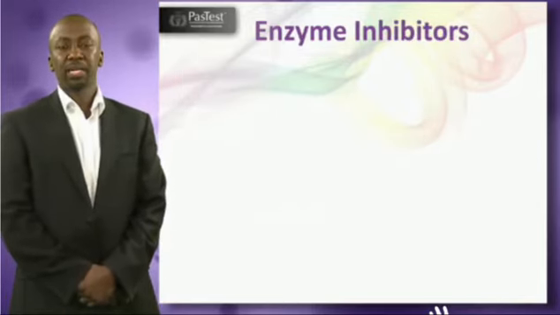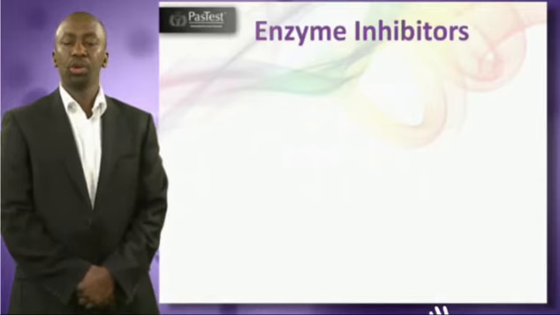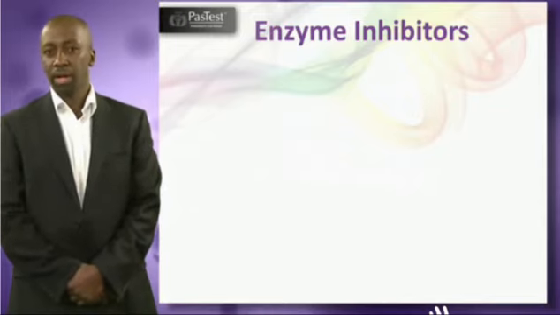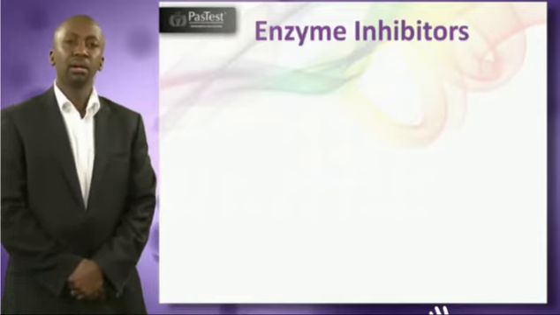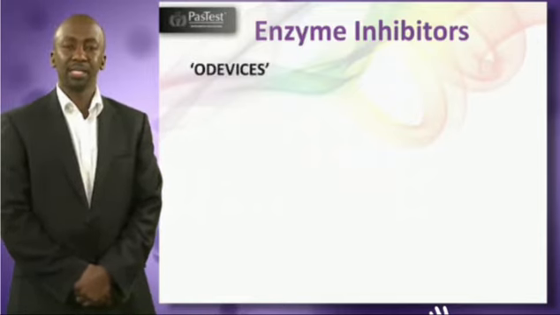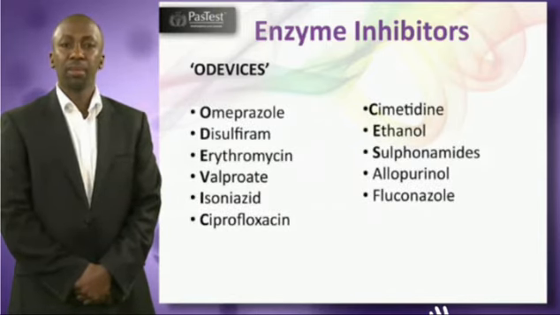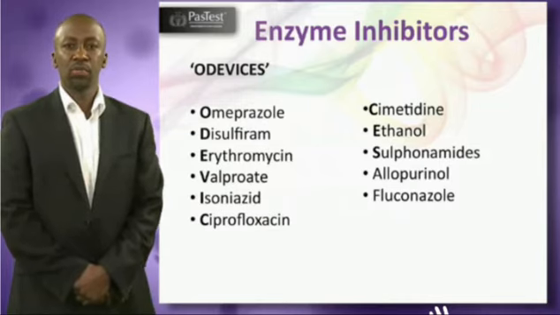Then the other aspects, again, in the exams is enzyme inhibitors. And again, the easiest way to remember this is that enzyme inhibitors inhibit the second drug. Another way is to say they potentiate the second drug. And here, our mnemonic is O devices. So any of the O devices: omeprazole, disulfiram, erythromycin, valproate, isoniazid, ciprofloxacin, cimetidine, acute ethanol, sulfonamides, allopurinol, fluconazole, any of these will inhibit the clearance of the second drug.